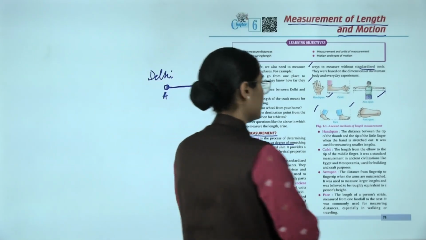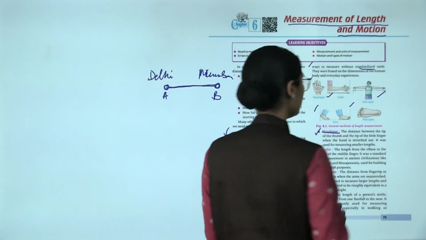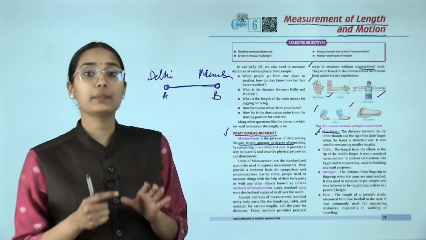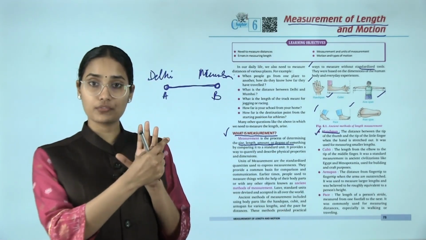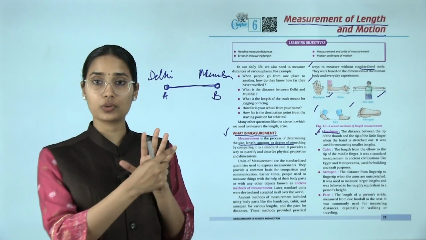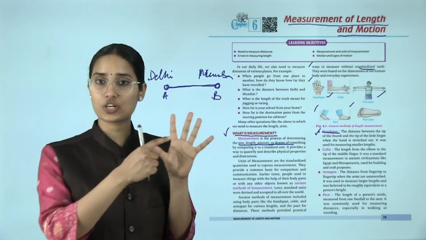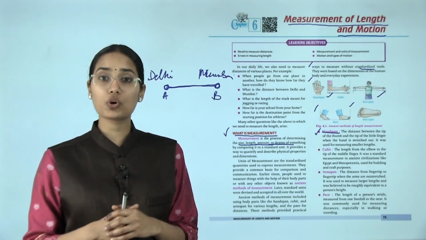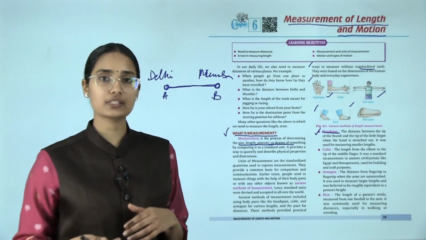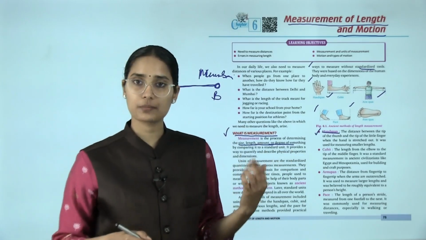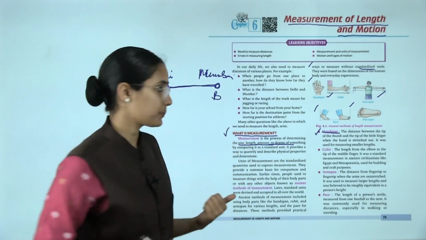Now what is a handspan? The distance between the tip of the thumb and the tip of the little finger when the hand is stretched out. So this is not the handspan, this is the handspan when the hand is stretched out. It was used for measuring smaller lengths. For example, if we want to measure some small lengths, then handspan was used.